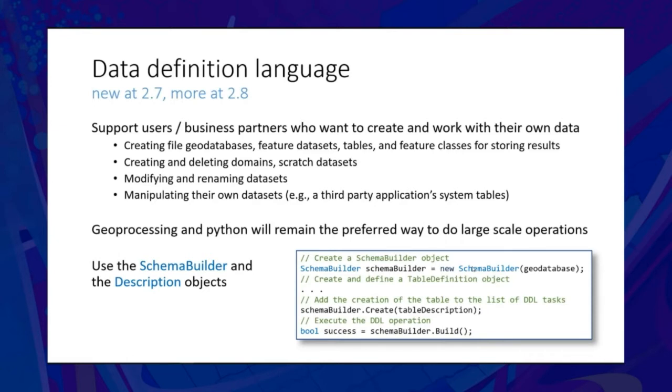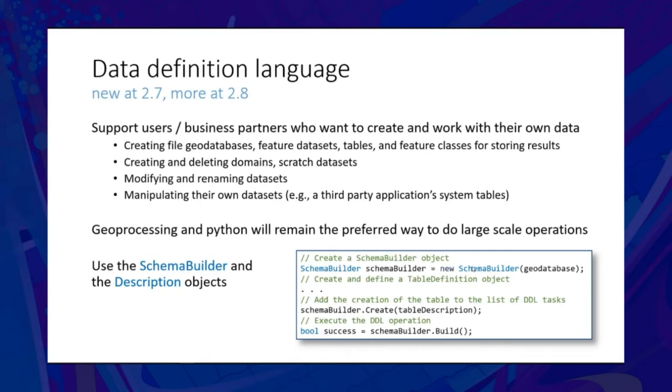It was first introduced at Pro 2.7, and we're adding even more at Pro 2.8. However, GP and Python, using the Python API, is still the preferred way to do large-scale DDL type operations. But this does give you the ability inside your managed code to do some interesting things. For example, what you would do is you would use the SchemaBuilder class, where here in the code example, we're just creating a new SchemaBuilder, passing in the reference to the geodatabase during initialization.